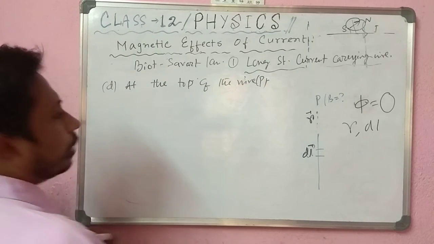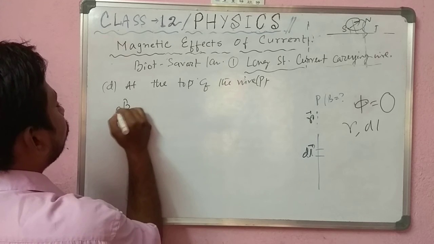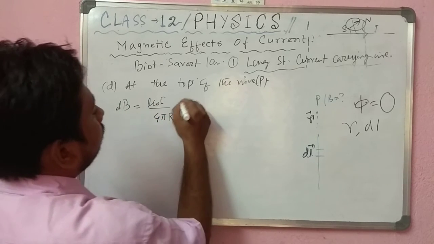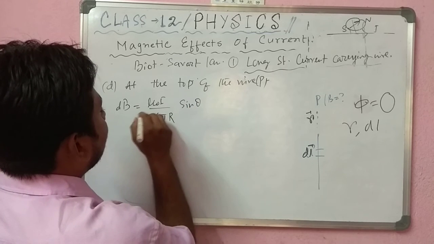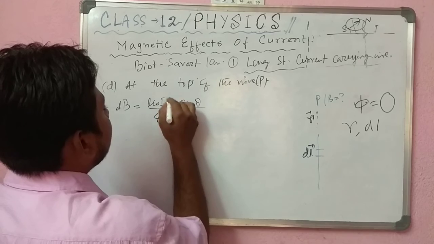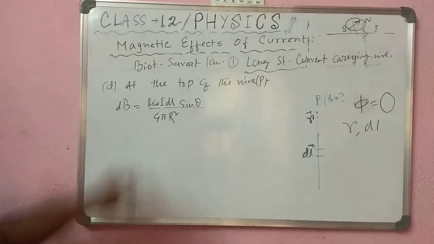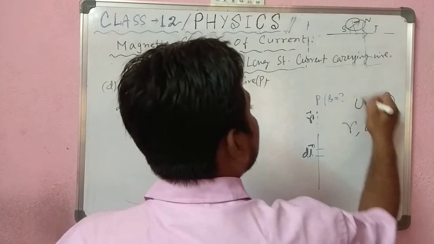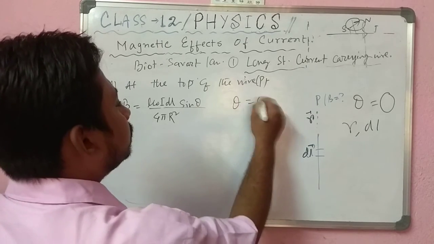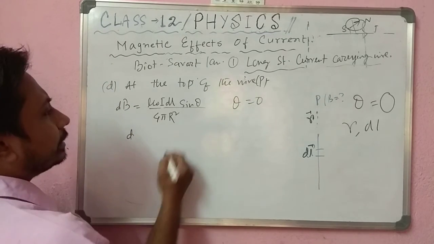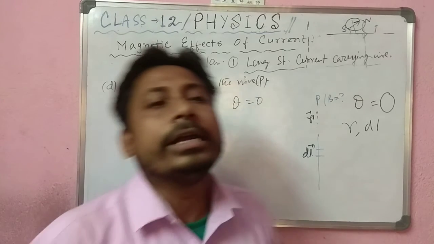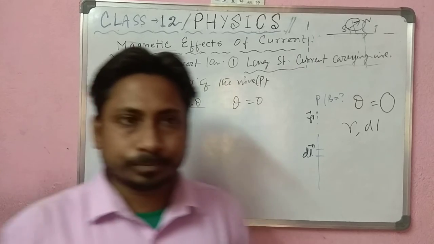So for that, you can write dB equals mu naught I by 4 pi, I dl sine theta by r square. So in that case, theta equals how much? From the direct formula you can put theta equal to 0. So theta 0 means sine theta is 0. So dB equals 0. So at the top of the wire, student, dB equals 0.